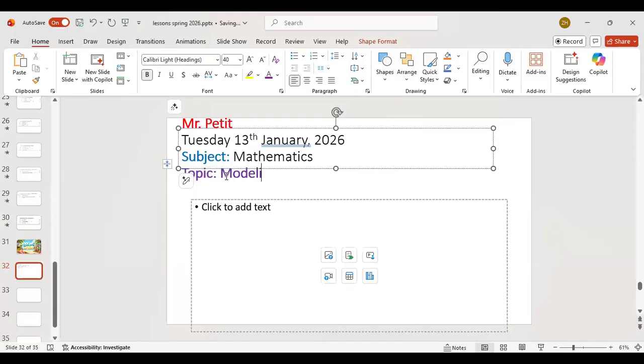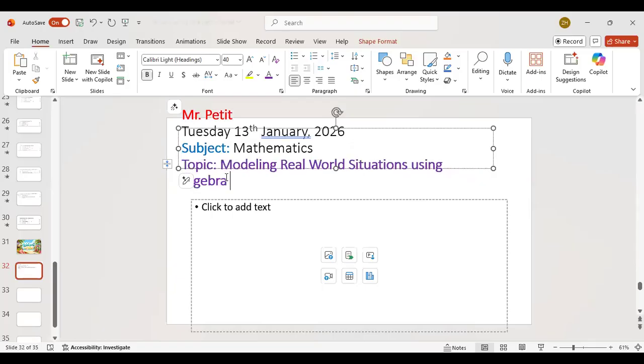Today we're going to be looking at modeling real world situations using algebra.